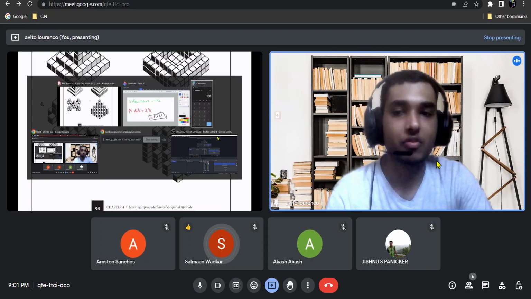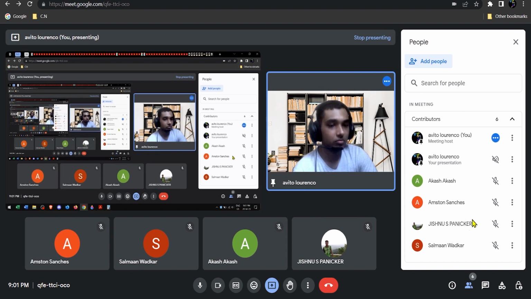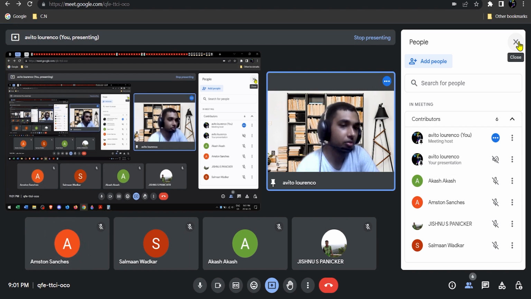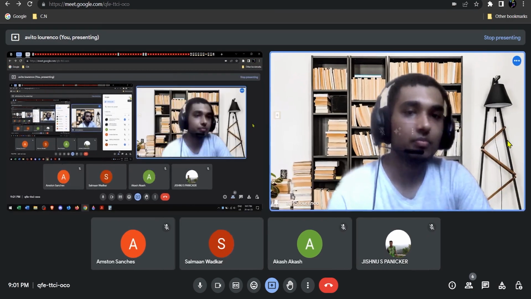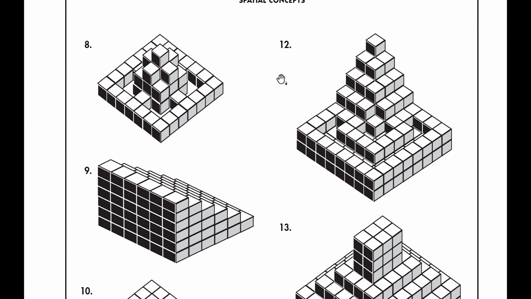Let me see if anyone else is there to be added. No one is there. So Amston, all good? Yes. Good. What about Salman? Are you active? Yes. Next one. Okay. So we're proceeding to question number 8. Here we go.